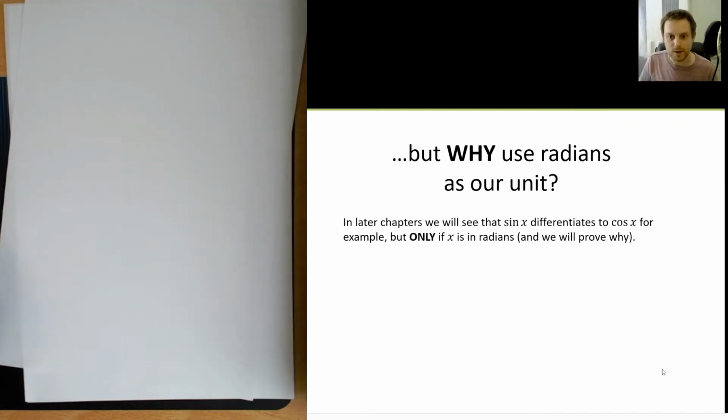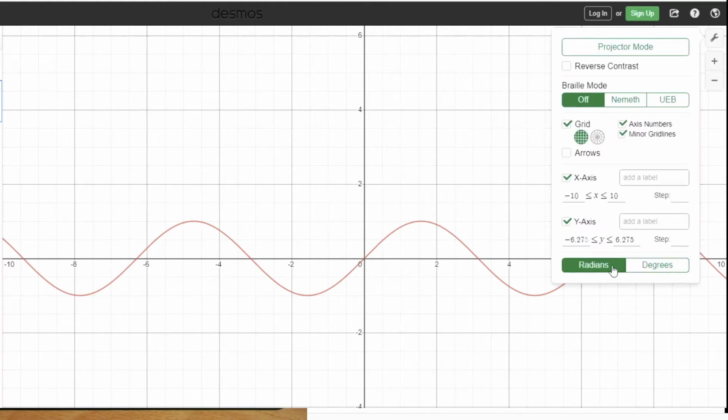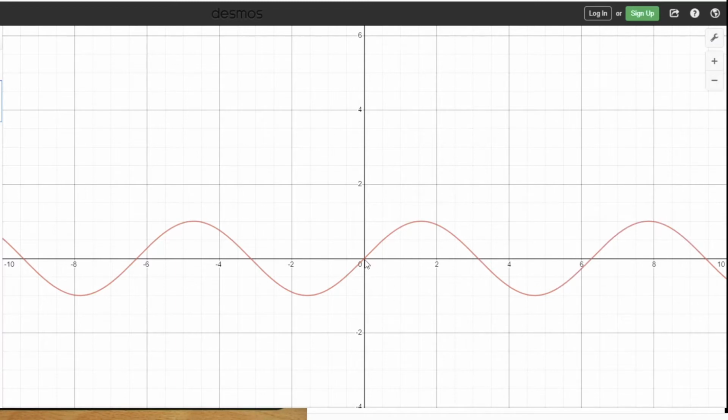So this is what I mean. First of all, when I'm on Desmos, hopefully this is working okay, and I just type in y equals sine x, I get this graph here. But Desmos is really clever, Desmos is assuming radians. In fact, you can see you've got a choice between radians and degrees, and the default when you load it up is radians.